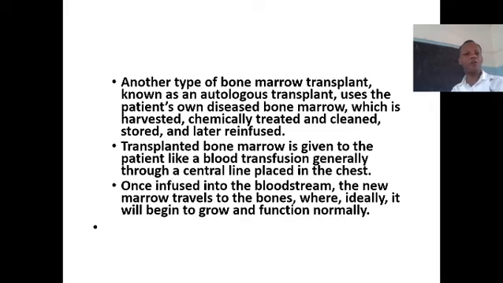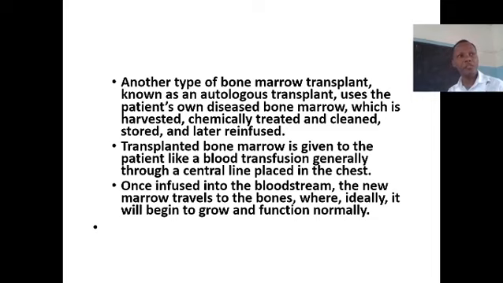Another type of bone marrow transplantation is known as autologous transplant. Hapa tunatumia patient-owned diseased bone marrow, which is harvested, chemically treated and cleaned and stored, and later can be reinfused to the same patient.